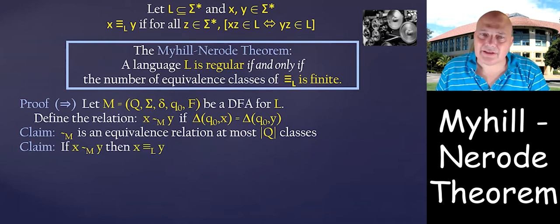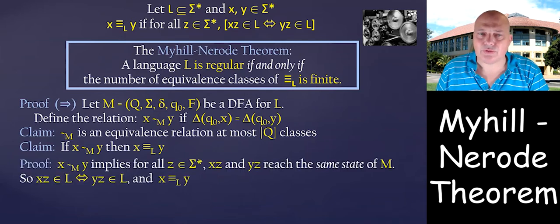Another claim is that if X is M equivalent to Y, it is also L equivalent to Y. This is also not hard to show. If X is M equivalent to Y, it means that for all Z, XZ and YZ reach the same state of M. Why is it true?